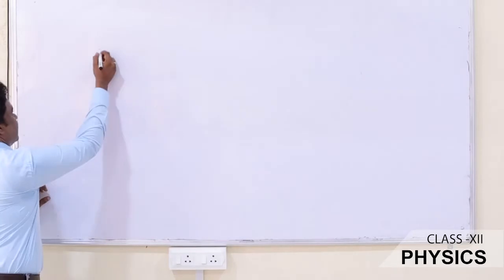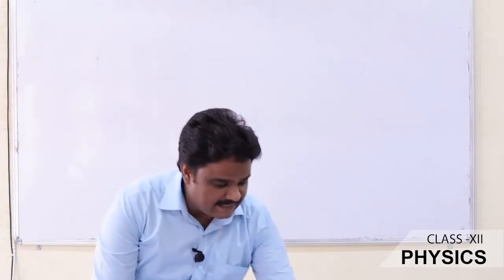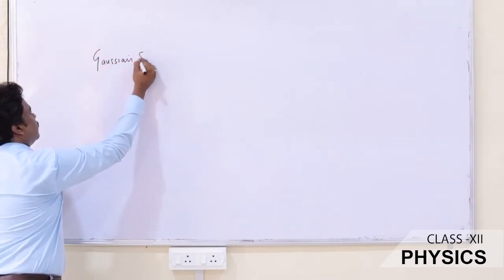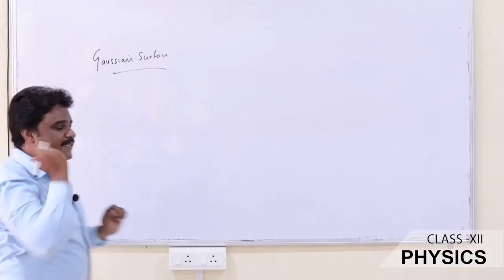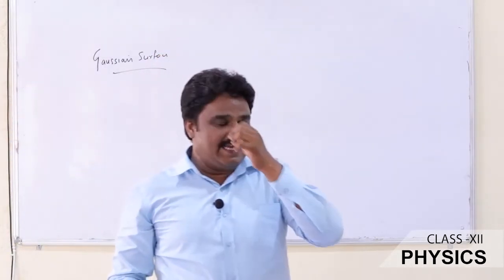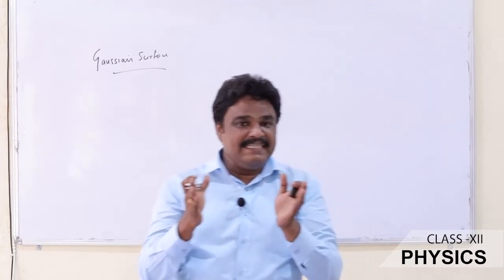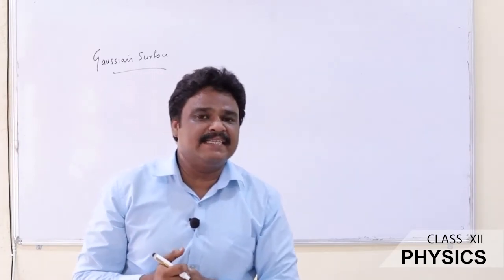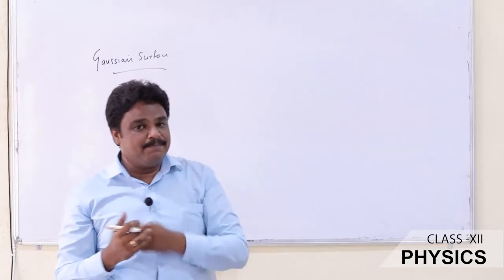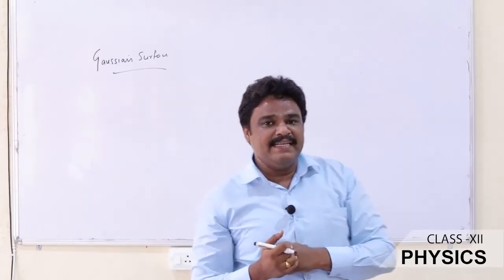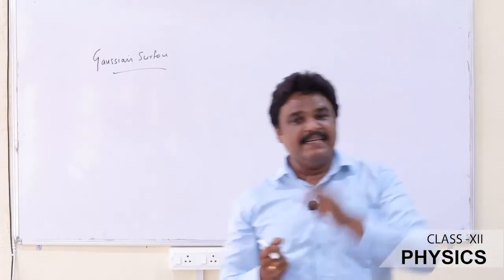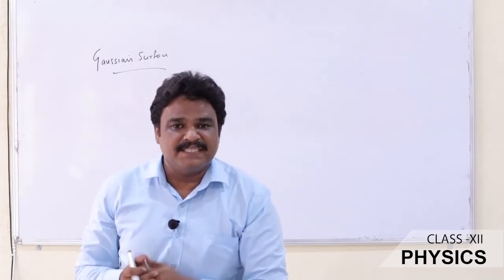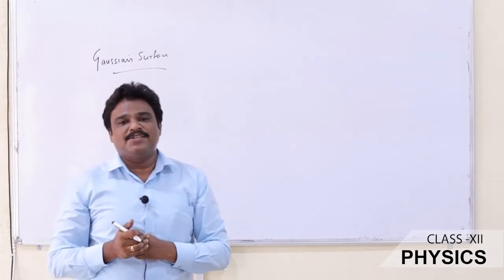So once again, what is a Gaussian surface? A Gaussian surface is basically a closed surface. It may be around any type of charge distribution, but what about the condition? The electric field intensity at each point on the surface should be the same. Any surface cannot be treated as a Gaussian surface. At each and every point, the electric field intensity should be the same. And the second condition, the flux should always be normal to the surface. That type of closed surface is termed as a Gaussian surface.